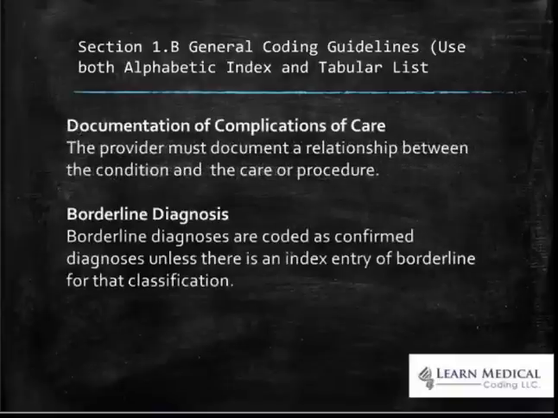Documentation of complications of care. What that means is if a patient has a complication after a procedure or service, the physician has to document that complication as being related to that procedure or service. An example would be if a patient came in after a procedure was done and the patient was diagnosed as having an infection. The physician would have to state that that infection was due to that procedure.